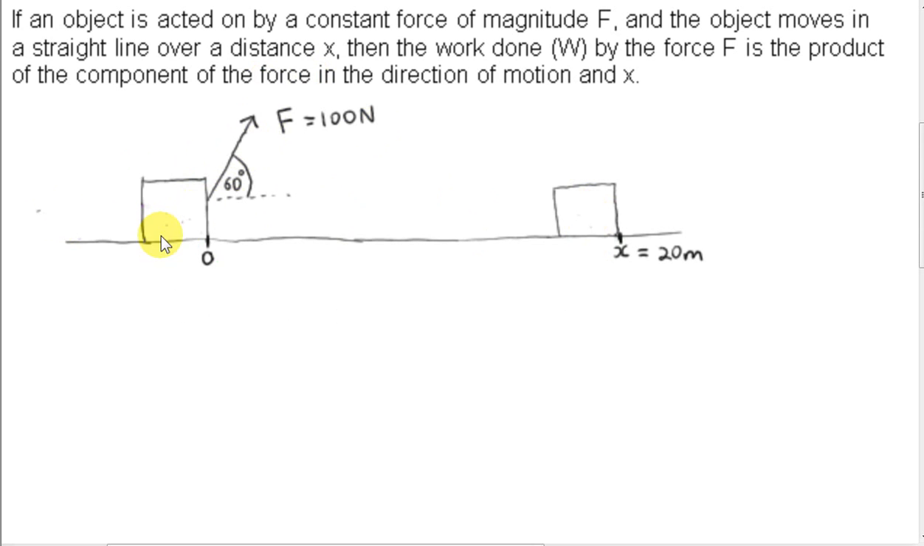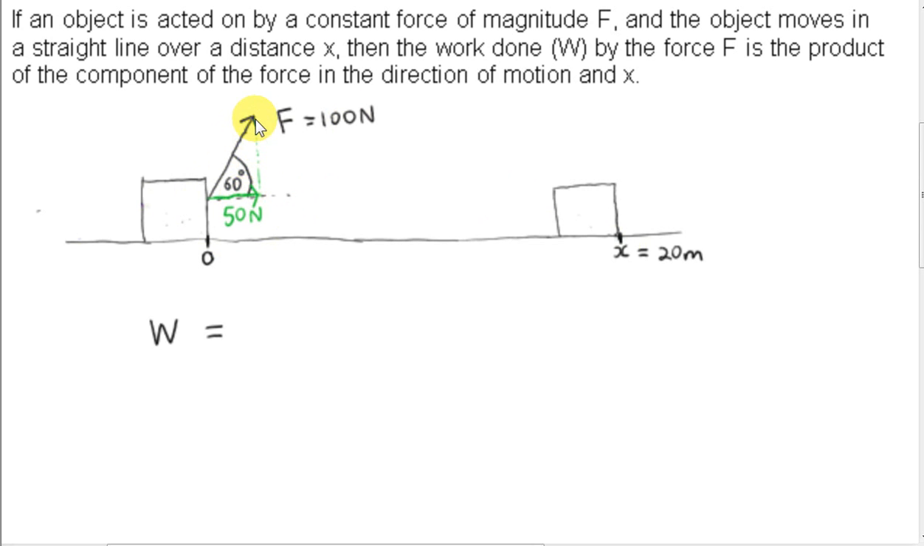So again, many other forces may be acting on this. Okay, what do we do? Well, we get the component of this force in the direction of motion. So we just project the tip of the vector down onto the horizontal, because the direction of motion is in the horizontal direction. We multiply the magnitude of this vector, which is 100, by the cos of 60 to get the magnitude of that component. Now since the cos of 60 is a half, the magnitude of this component is 50.